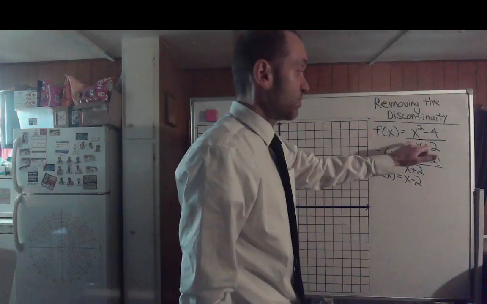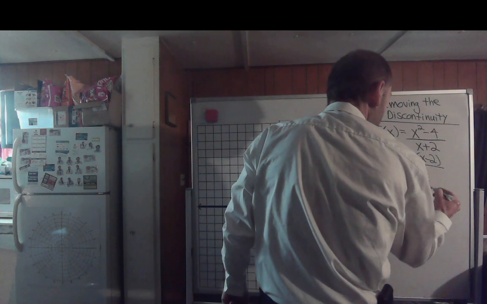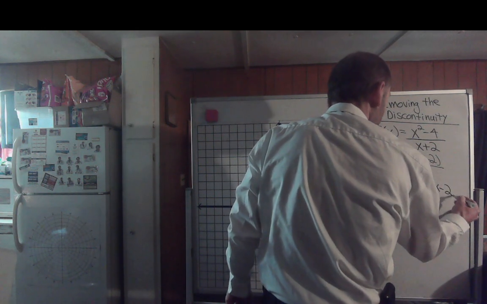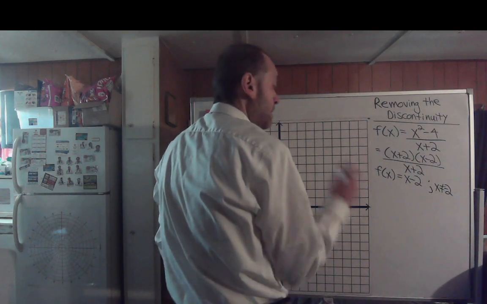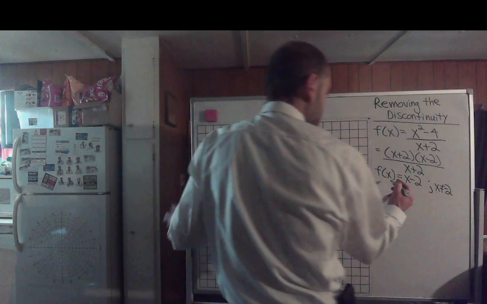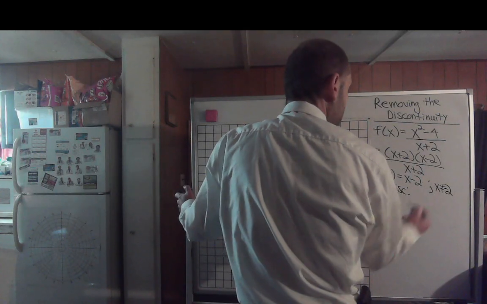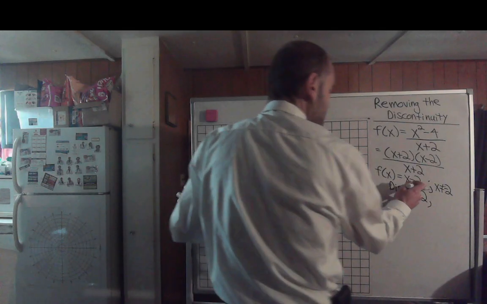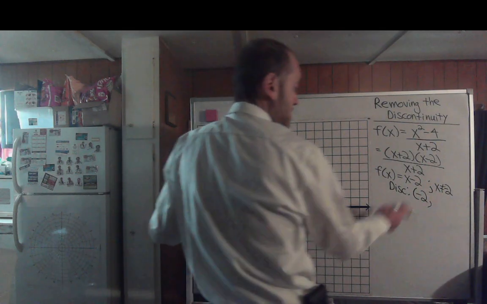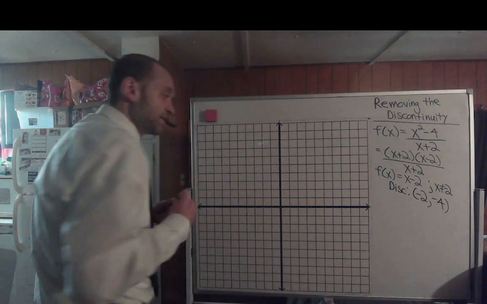But if you set your original denominator equal to 0, you'll get that x cannot equal negative 2. The discontinuity is going to be at the ordered pair with x equal to negative 2. So input that negative 2 into your new function. Negative 2 minus 2 is negative 4. So the removable discontinuity is at (negative 2, negative 4).